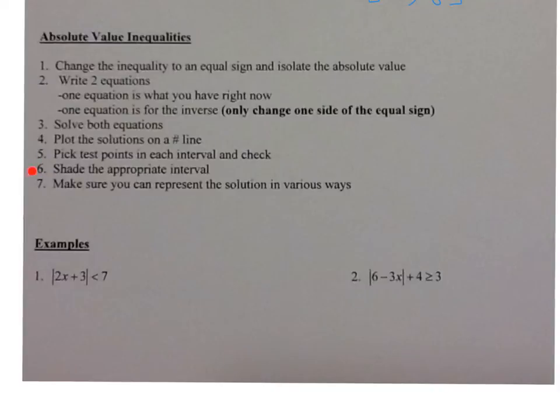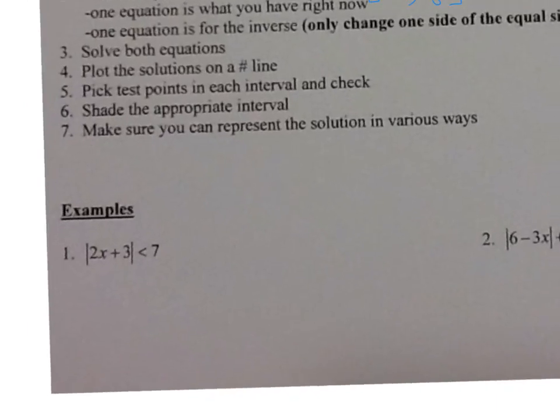So it's steps 4 through 7 that are new. But you've seen it before. We did it with the rational inequalities, and we did it with the quadratic inequalities. You're going to put your solutions on the number line. You're going to pick a test point in each interval. You're going to shade the appropriate interval and make sure that you can write the solution in various ways. All right, so let's take a look at number 1.